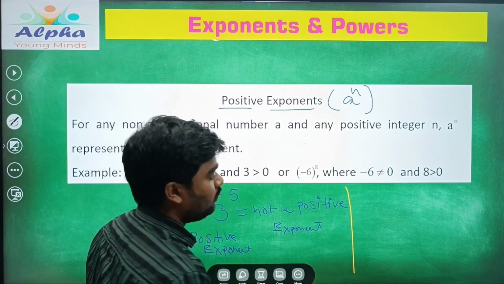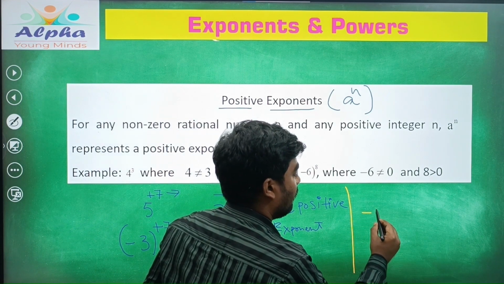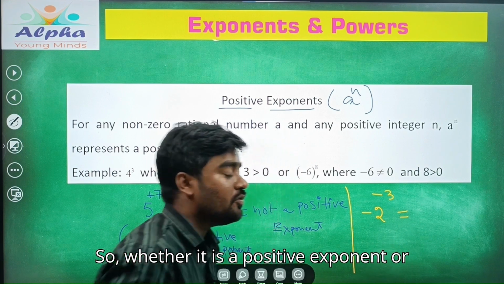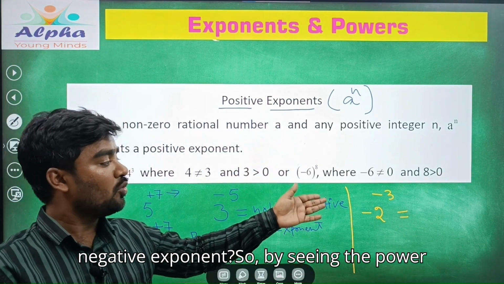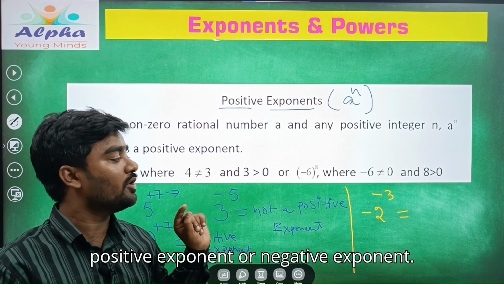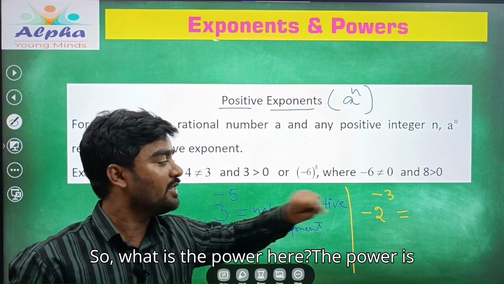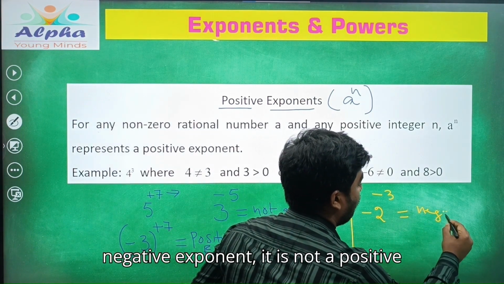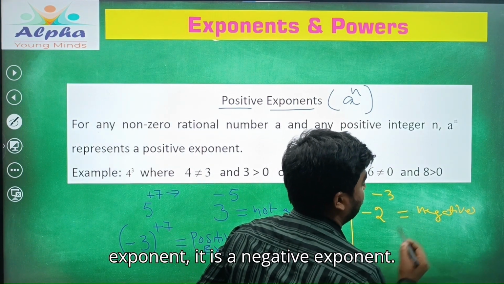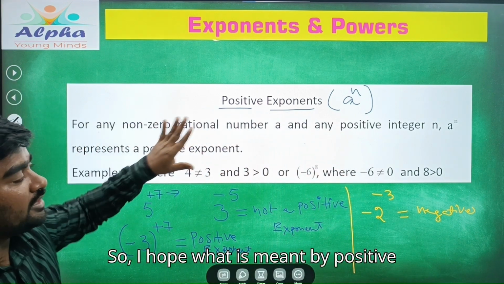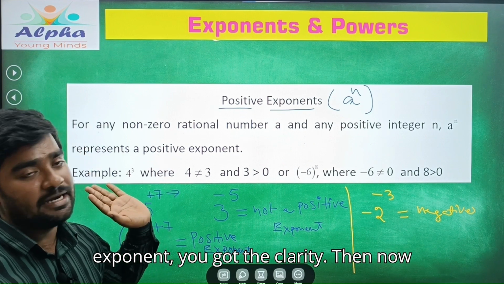Similarly, if I ask you minus 2 to the power of minus 3, whether it is a positive exponent or negative exponent. By seeing the power, you have to decide whether it is a positive exponent or negative exponent. So what is the power here? The power is negative, so we call it a negative exponent. It is not a positive exponent. I hope you got clarity on what is meant by positive exponents.